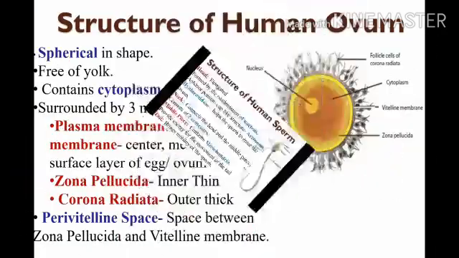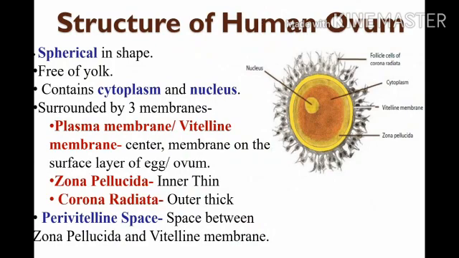The next is the structure of the human ovum. The ovum is the egg. This egg is spherical in shape and it is free of yolk, that is, the yolk is almost absent in this egg. It contains cytoplasm and a nucleus. The nucleus is present at one end of the egg and not at the center.